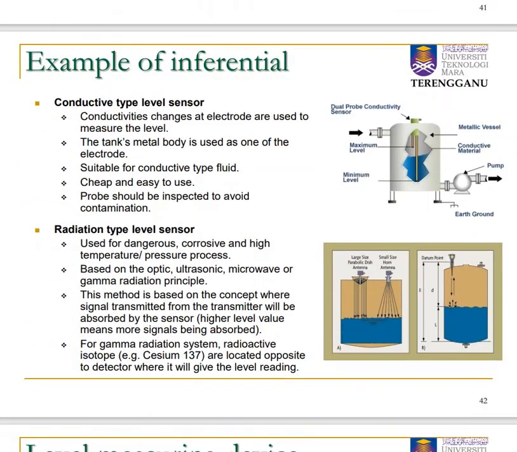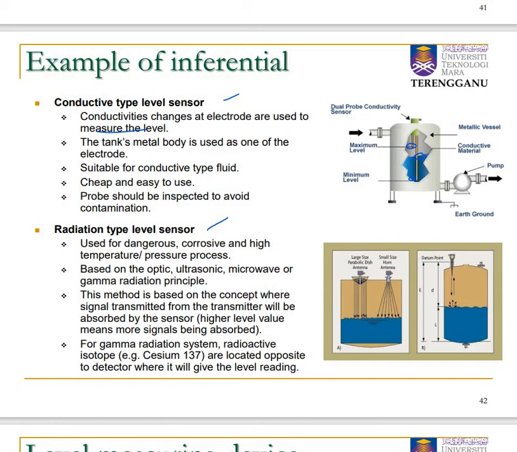Okay, next we move to inferential. So inferential we have two types, which is conductive type level sensor and also radiation type level sensor. So basically for conductive, the mixture of the fluid inside the tank is a conductive fluid. So conductive change at electrodes are used to measure the level. So we have an electrode here. We have a minimum and maximum. By measuring the changes of the conductivities, we can know the level.